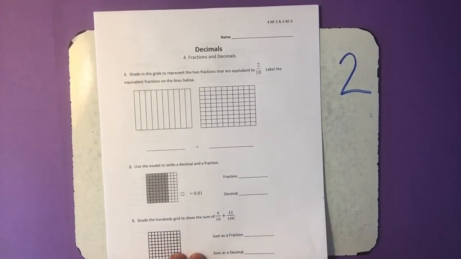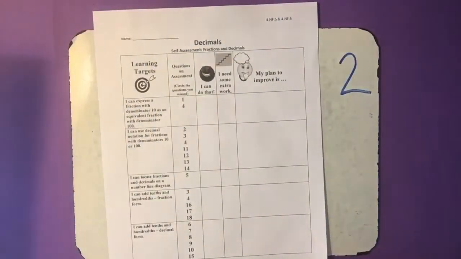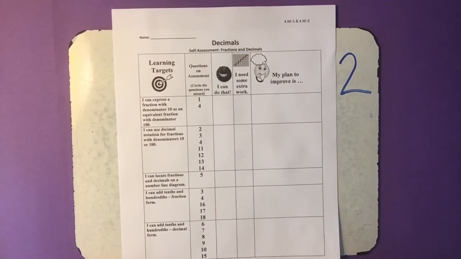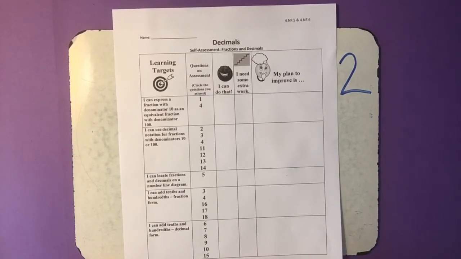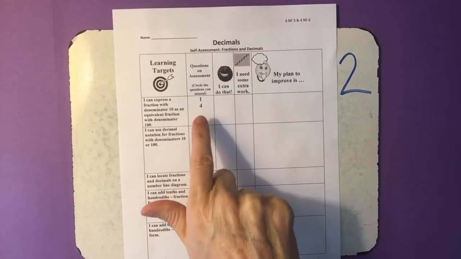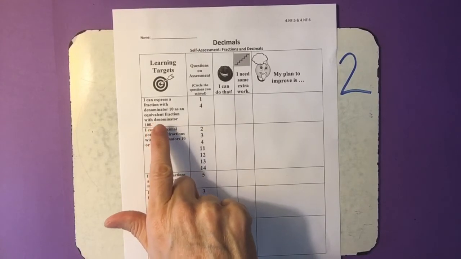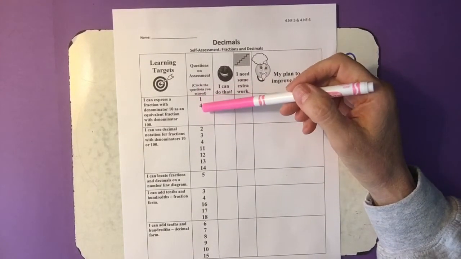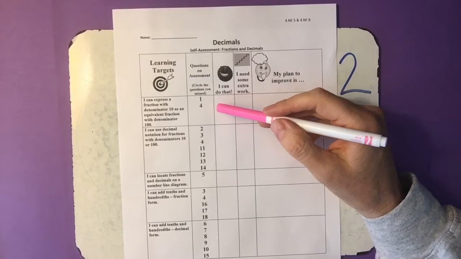Okay, so at the end of the assessment, you're going to have this self-assessment sheet to look at. So I just wanted to talk a little bit about how this assessment sheet works. For questions 1 and 4, they're wondering, can you express a fraction with a denominator 10 as an equivalent fraction with a denominator of 100? So let's pretend that you got questions 1 and 4 correct. Then you would get to check this box.